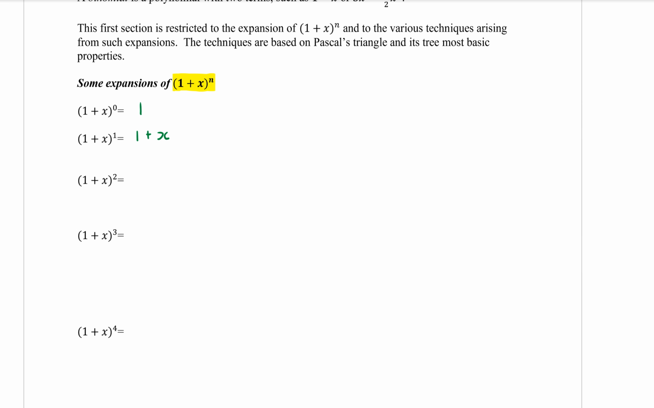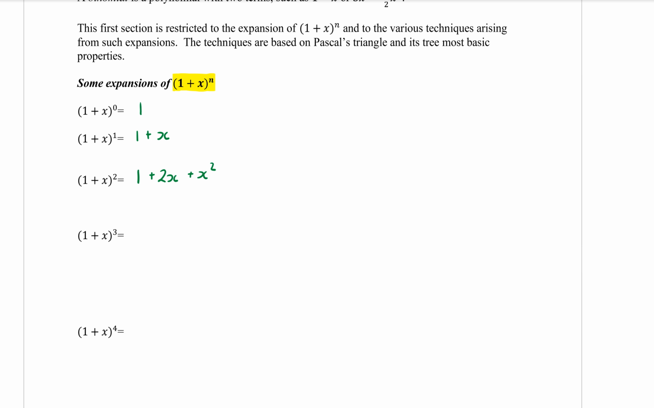If I want to expand (1 + x)^2 using the shortcut method, 1 times 1 is 1. 1 times x is x, but we double that to be 2x, and then x times itself is x squared.